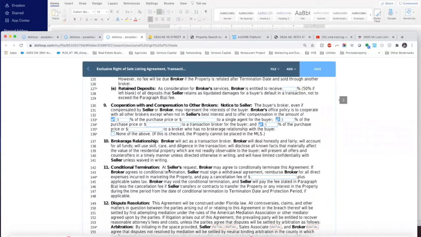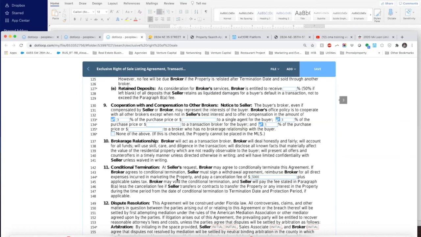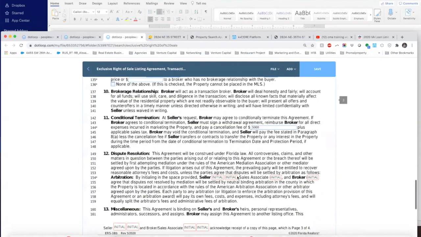Conditional termination. At seller request, broker may agree to conditionally terminate this agreement. If broker agrees to conditional termination, seller must sign a withdrawal and reimburse broker. Basically, what does it mean if the seller would like to cancel the listing contract? They can, but they need to justify why, and then we need to put a cancellation fee. On listings more than $1 million, the cancellation fee can be all the way up to $5,000 because you invest time and money, and the seller will be obligated to pay you that cancellation fee. So I highly suggest to put a cancellation fee here. Otherwise, it will be easier for the sellers to cancel.